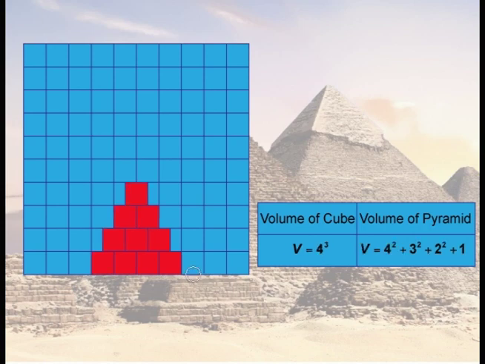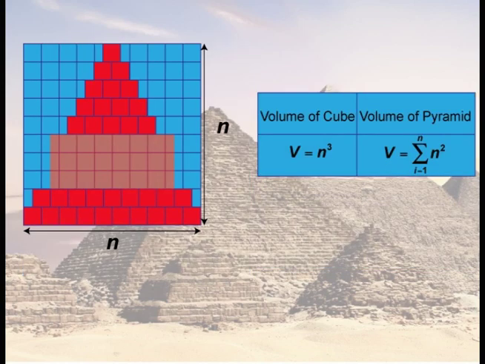Here is the 4-tier pyramid. The volume of the cube is 4 cubed. The volume of the pyramid is 4 squared for the base layer, 3 squared for the second tier, 2 squared for the third tier, and 1 squared, or 1, for the top layer. See the pattern?